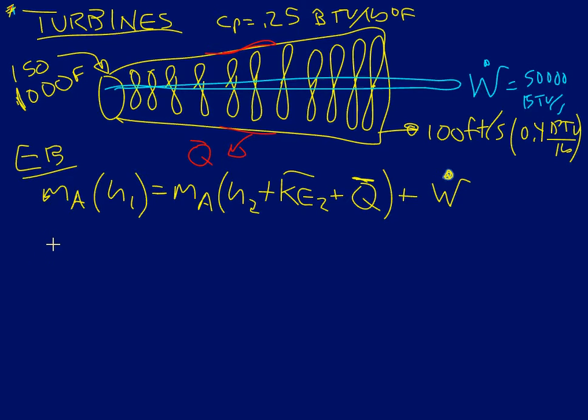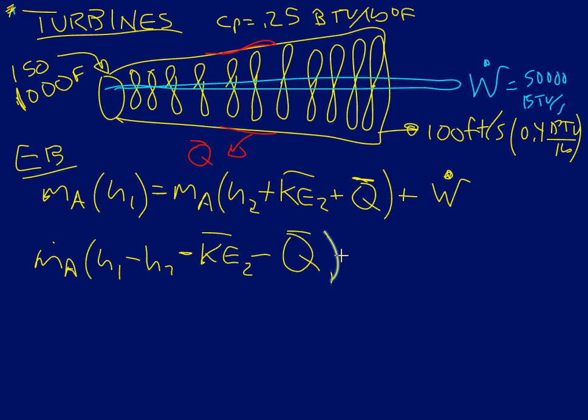Putting the numbers in, and rearranging a little bit, we have M dot air times H1 minus H2 minus KE2 minus the heat that's lost, Q bar, let's call it, and all that's going to add up to, when we take that and get our balance, the work, which comes out to 50,000 BTUs per second.